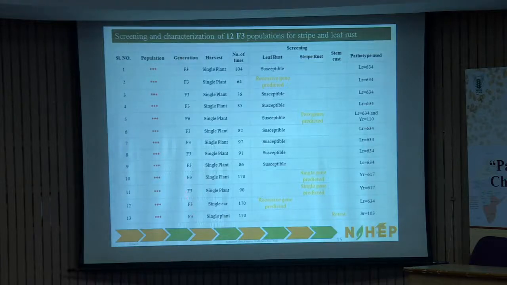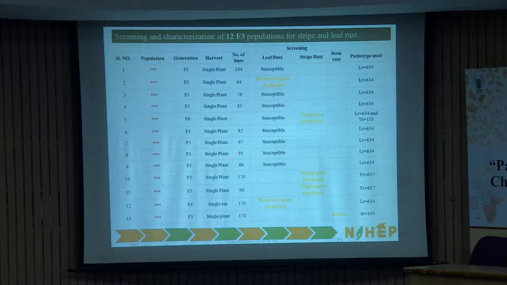Most of them were F3, and one was advanced to F6. In F3, you can predict the gene, how many genes there are. For this particular yellow rust, we predicted two genes may be there based on the segregation in F3. In one more population, we predicted a recessive gene because it was segregating in 3:1, one resistant and three susceptible, because the dominant gene is susceptible. So we predicted one gene here.